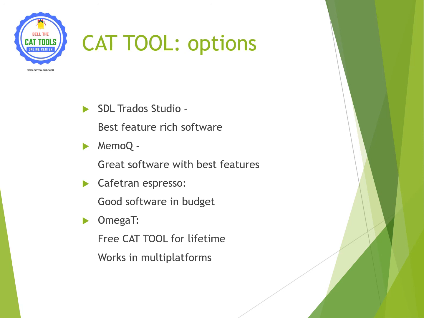Then there are also Across and Espresso. It is a good software in budget. So the price may be around 200 American dollars. And then there is the free CAT tool OmegaT. It is a Java-based CAT tool which anyone can download and use for a lifetime, and it works on Windows, Mac, Linux and Solaris platforms also. So there are n number of CAT tools available besides these four. I have just listed only four CAT tools to give you an idea.